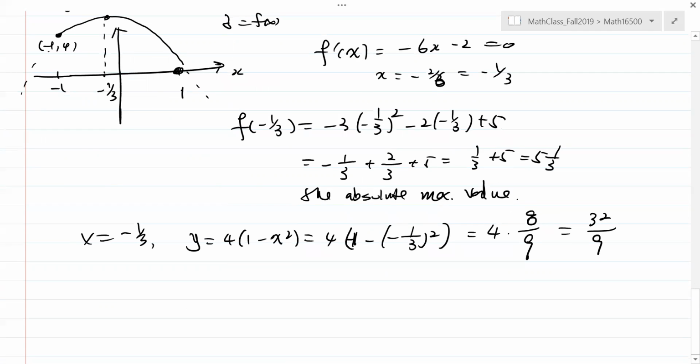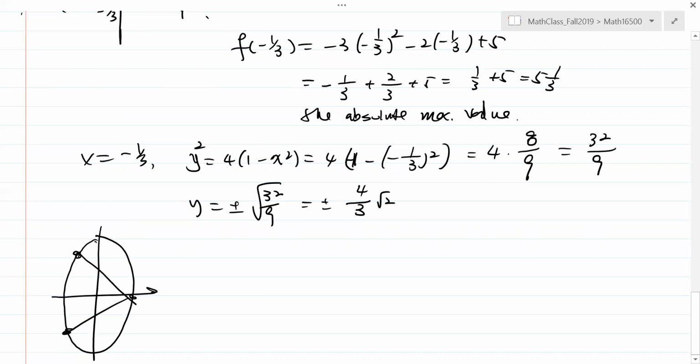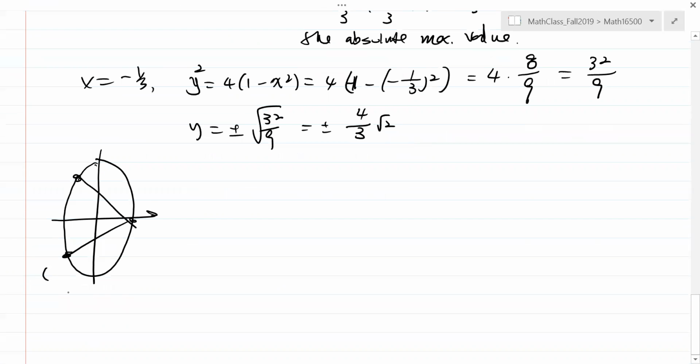So we get the point. This is y squared, sorry for that. So the y value is going to be plus or minus the square root of this. If I simplify a little bit, I think it's 4/3 square root of 2. So now we get 2 points on the ellipse. One is here, and one is here: -1/3, -4/3 square root of 2, and -1/3, positive 4/3 square root of 2. Those are the 2 points on the ellipse.